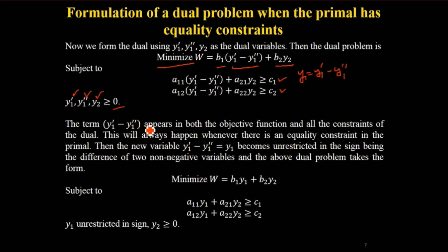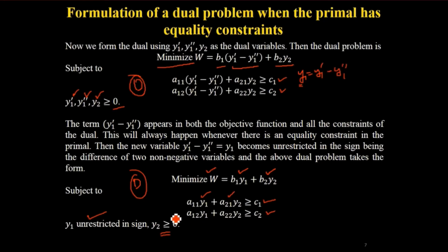If it is done, then we can also write this in simplified form. From here, what we understand is that y1 is unrestricted, that's why we have used the y1' and y1'' variables to express y1. So we can write: minimize w equal to b1 y1 plus b2 y2 subject to a11 y1 plus a21 y2 greater than or equal to c1, a12 y1 plus a22 y2 greater than or equal to c2, where y1 is unrestricted in sign, and y2 is greater than or equal to 0. So this way we can convert.